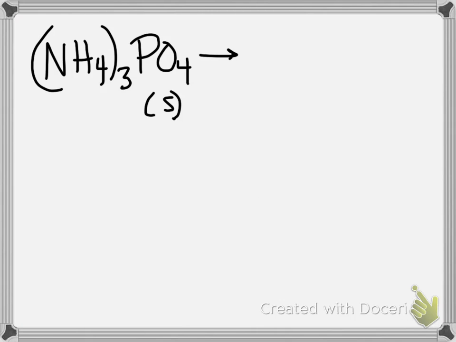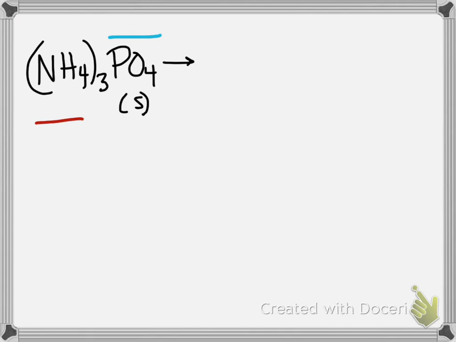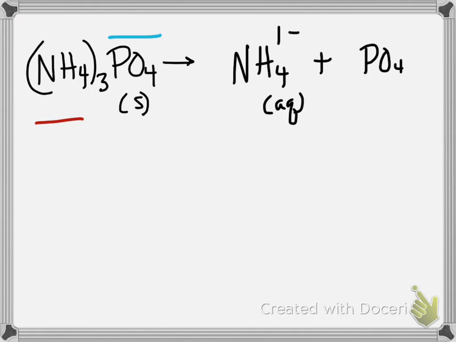If I take this stuff, ammonium phosphate, multiple polyatomic ions, what would that break up into? We know already that this is going to break up into ammonium ions in aqueous solution, and ammonium ions are 1 plus, and some PO4, PO4 3 minus, also in aqueous solution.